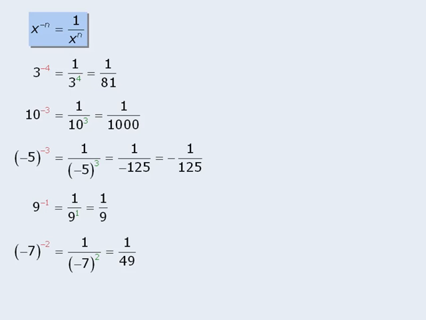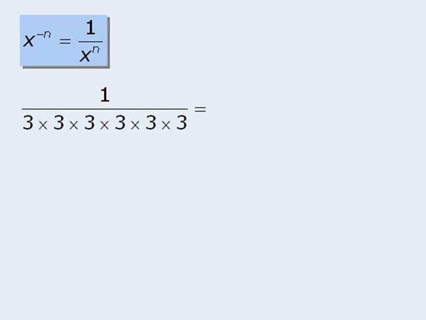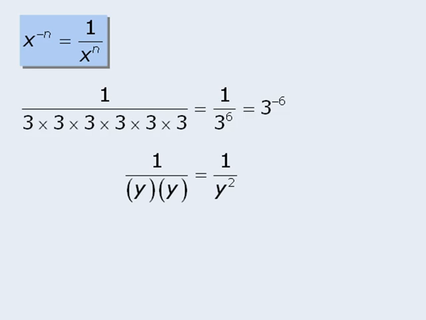Now, in addition to applying the negative exponent rule, we should also know how to take expressions and rewrite them using negative exponents. For example, this expression is equal to 1 over 3 to the power of 6, which can be rewritten as 3 to the power of negative 6. Similarly, we can take this expression and rewrite it as 1 over y to the power of 2, which is equal to y to the power of negative 2. Finally, 1 over w can be rewritten as w to the power of negative 1.